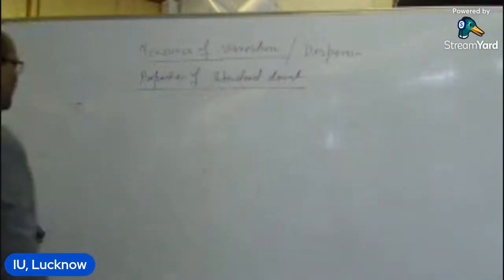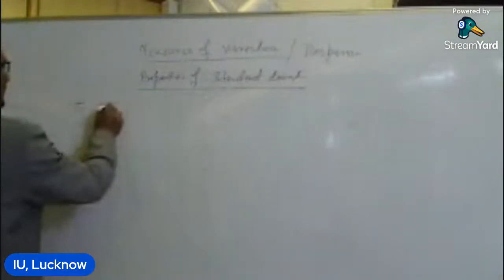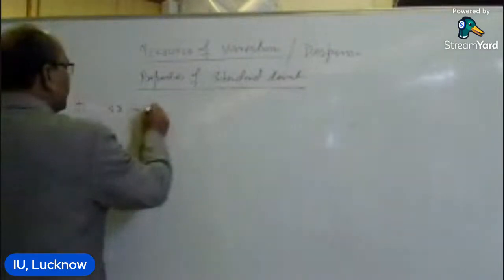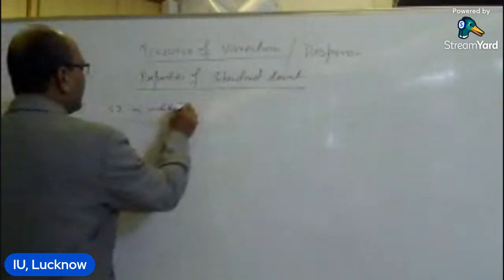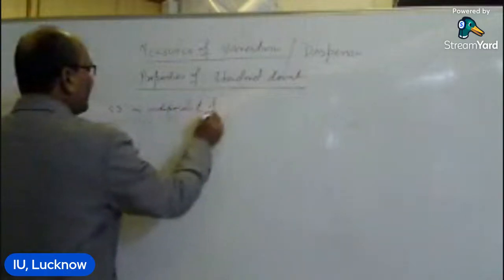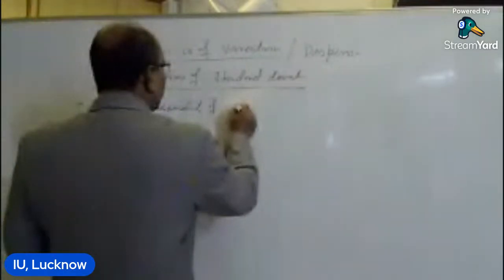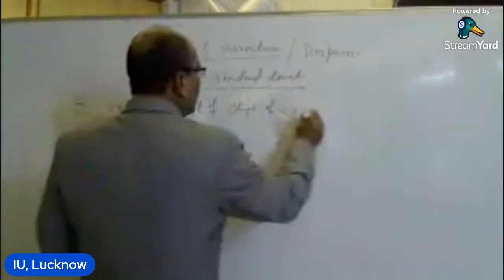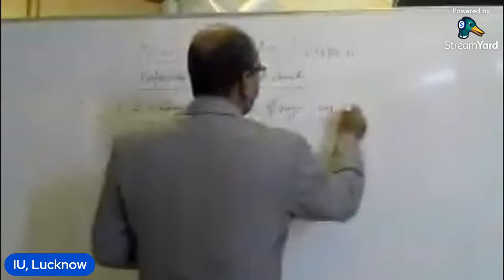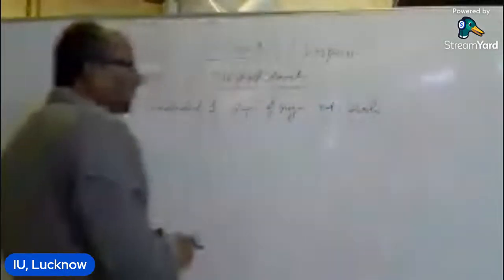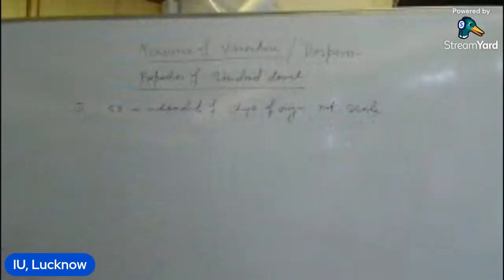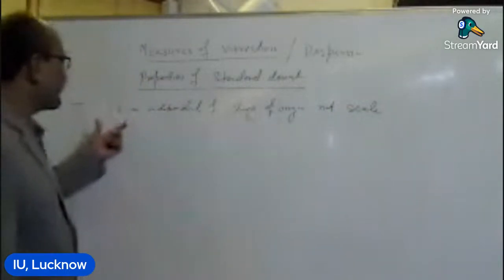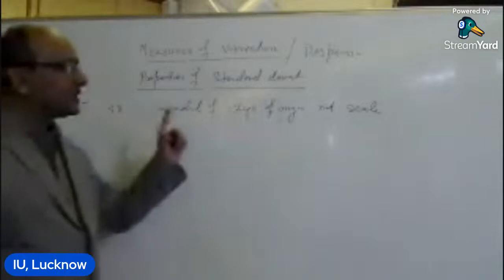The first property is that standard deviation is independent of change of origin, not scale. We have already discussed the origin and scale. So if we change the origin, standard deviation will not change. If we change the scale, standard deviation will change.